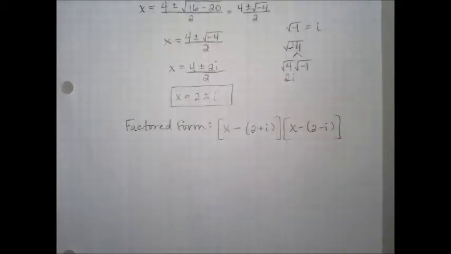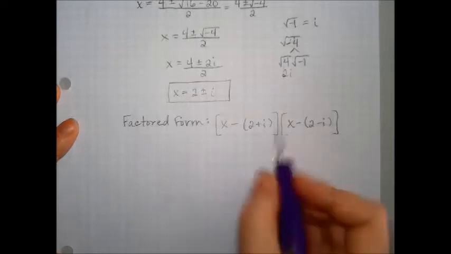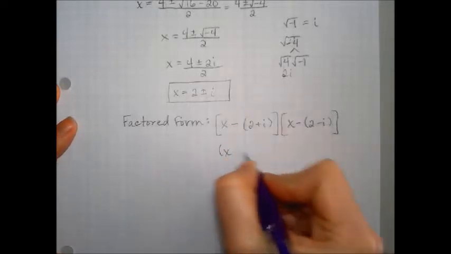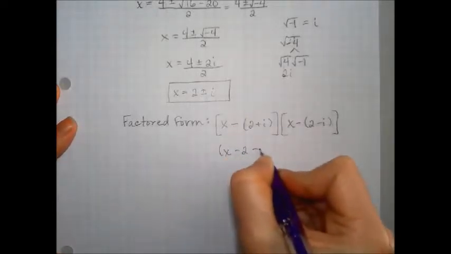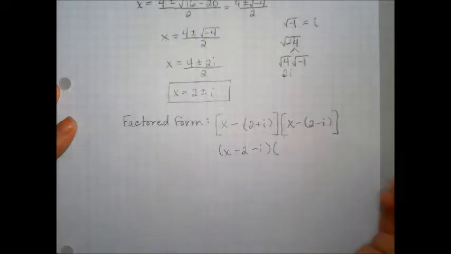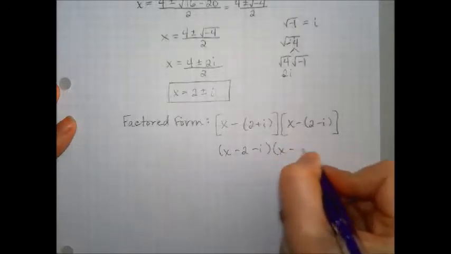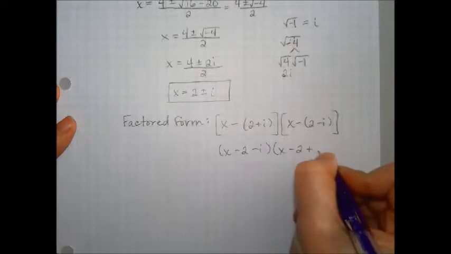And I can leave it like that if I want to, but some people don't like the double parentheses and brackets and that kind of thing. So I can also write this as x minus 2 minus i times x minus 2 plus i.